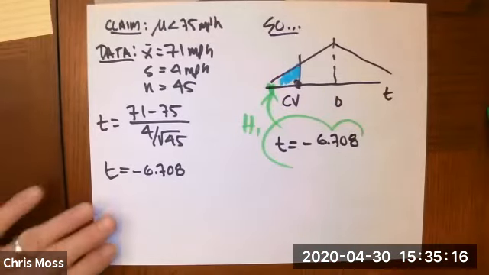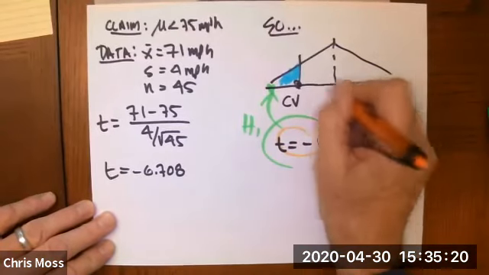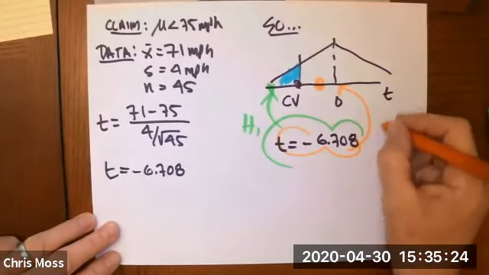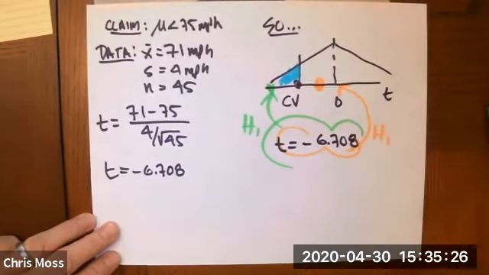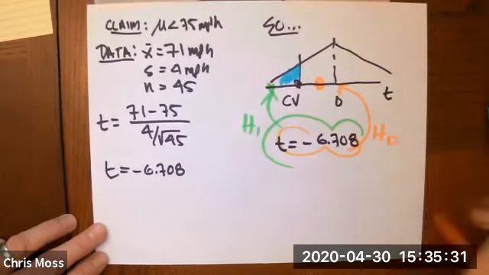On the other hand, if the test statistic does not land in that rejection region, I'll keep the null hypothesis.